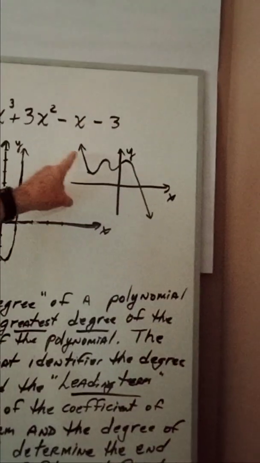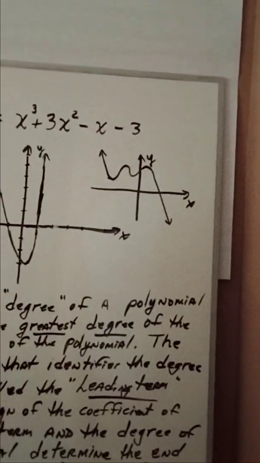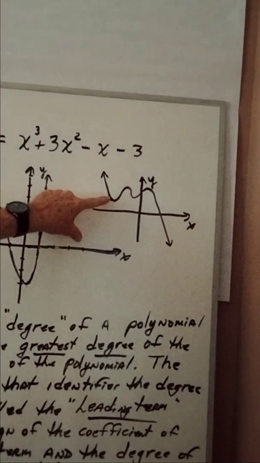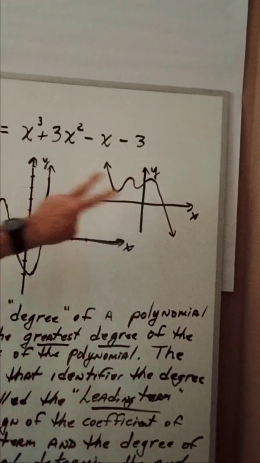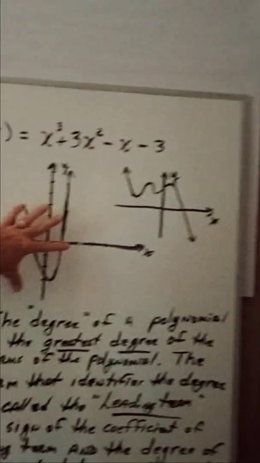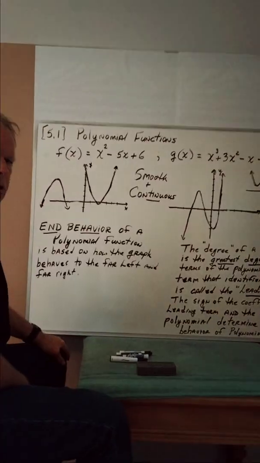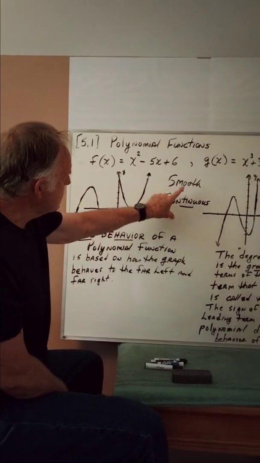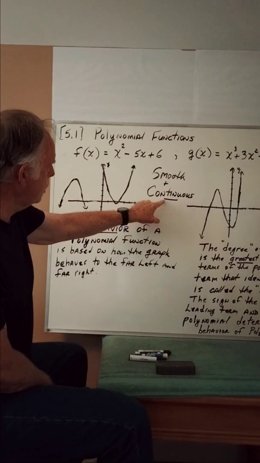Whereas on this polynomial function right here, the end behaviors are opposite again. But in this particular case, it is rising to the left, and it is falling to the right. Opposite behavior here, opposite behavior here. Now, one thing that we want to state about all graphs of polynomial functions: they are all smooth and they are continuous.